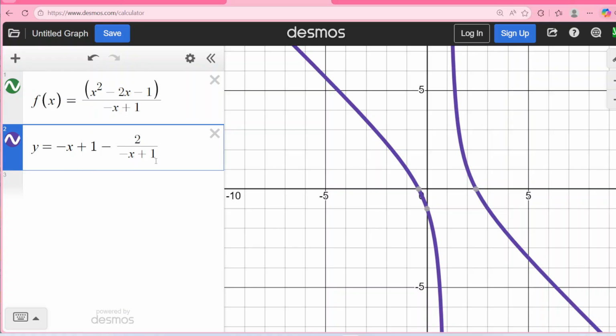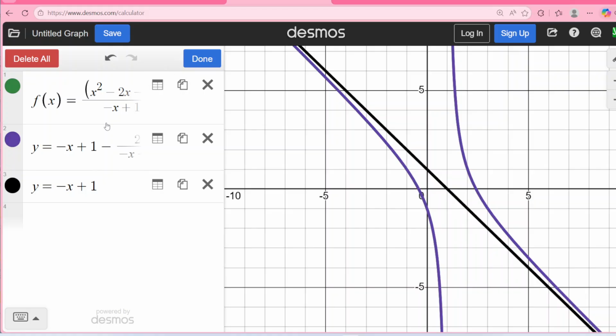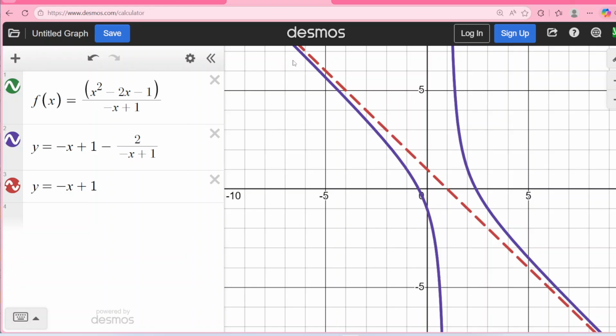Quotient plus remainder over divisor. And you see how they are the same function, same graph. So look, when I put in just the quotient though, y equals -x plus 1, and I'll make this a dashed line. This is going to be our oblique asymptote.